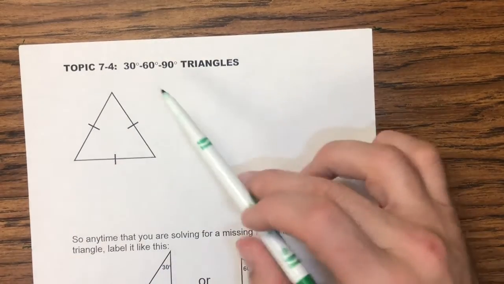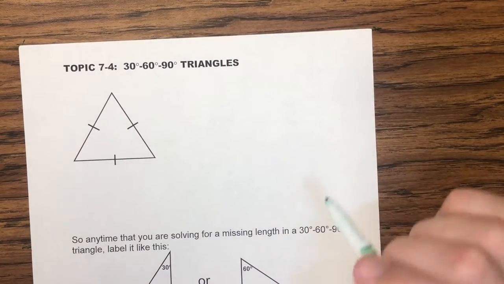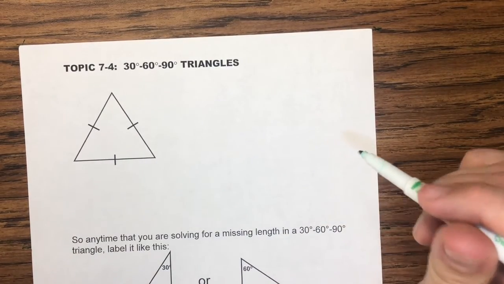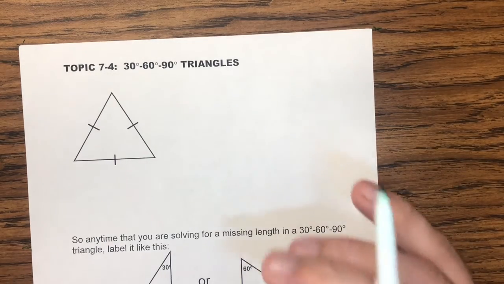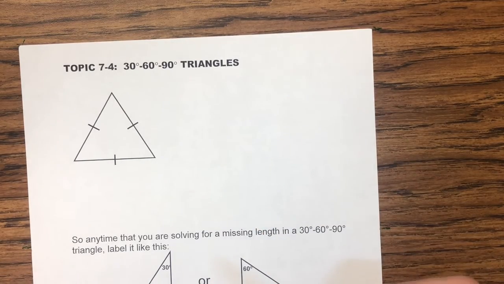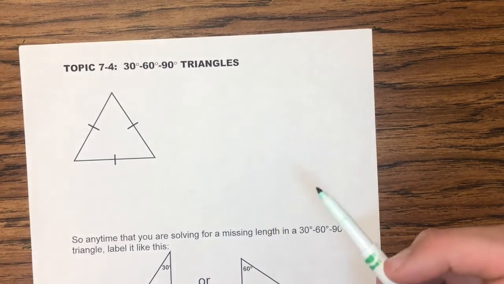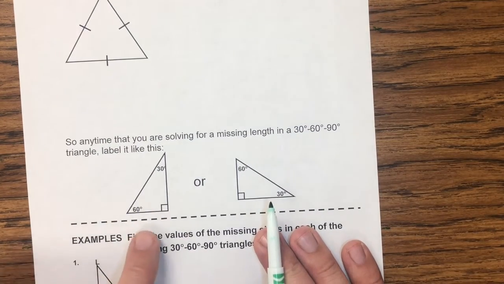Okay, on 7-4, we're going to talk about 30, 60, 90 triangles. This is going to be very, very similar to the 45, 45, 90 triangles that we just did. The process is exactly the same, although our ratio is going to be a little bit different. So I'm going to jump to this part right here, and I'm going to talk about what the ratio is.